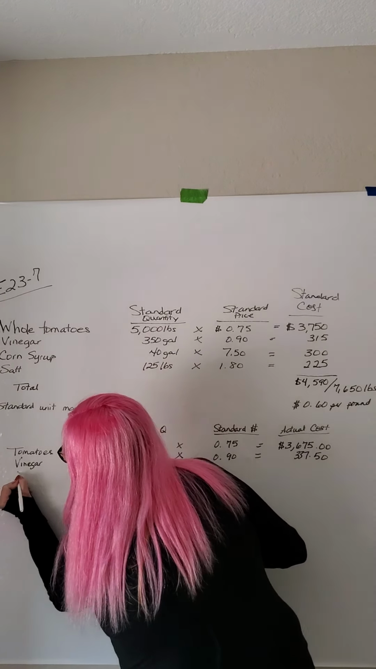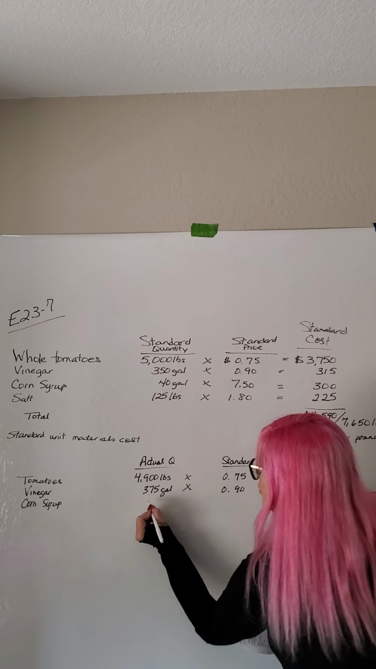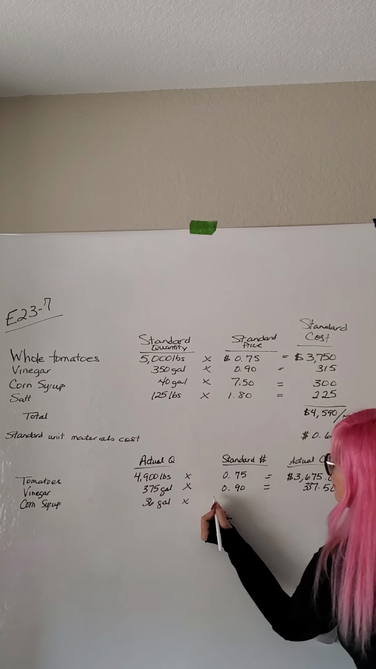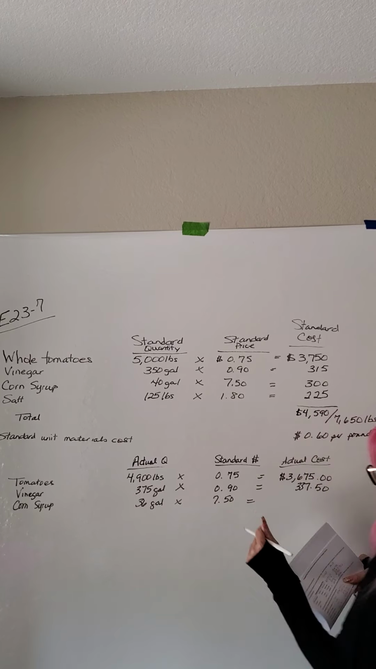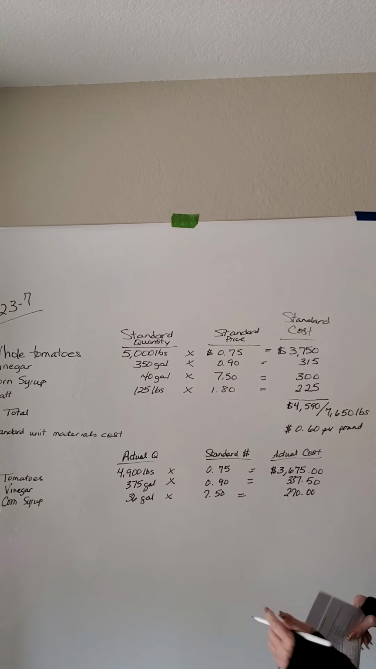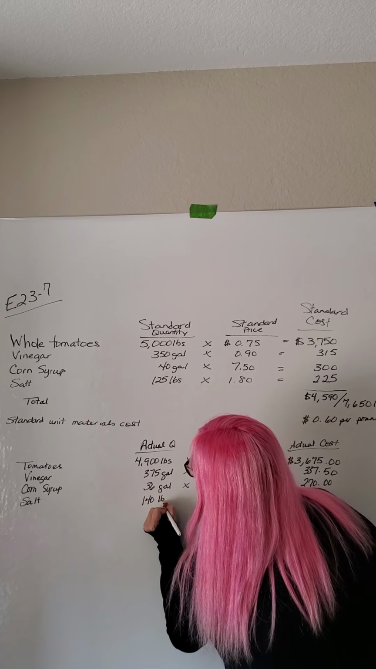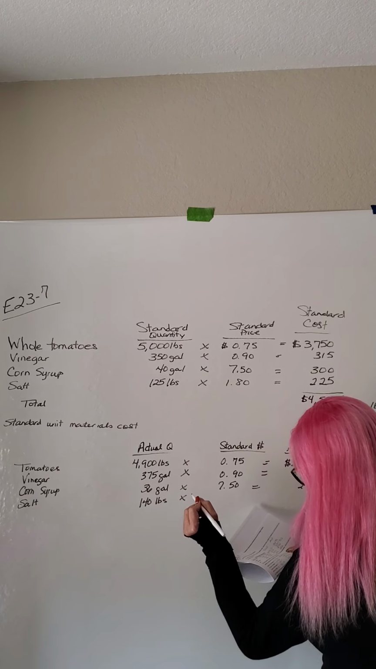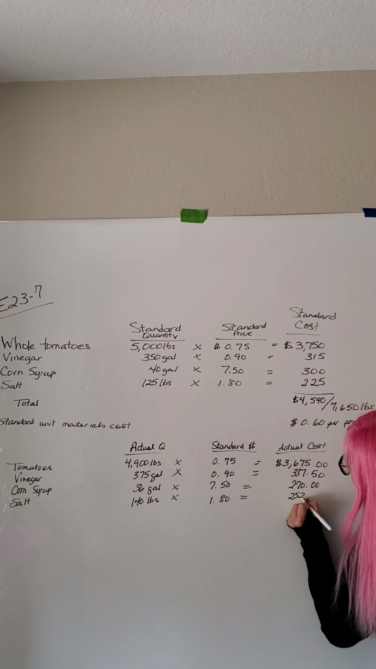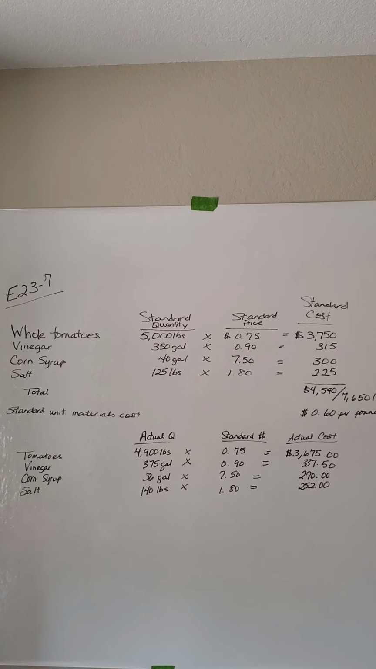We're going to use our corn syrup, and we used a total of 36 gallons, and we paid $7.50 per gallon. So the total amount for corn syrup was $270. And then finally we have our salt. We used 140 pounds of salt times $1.80. And that equals $252, right?